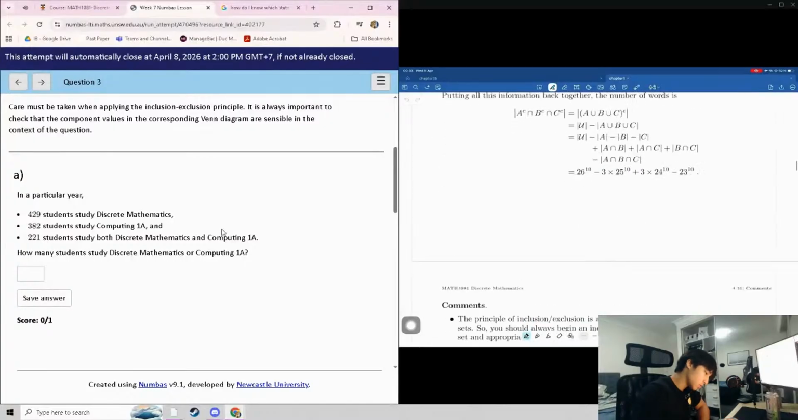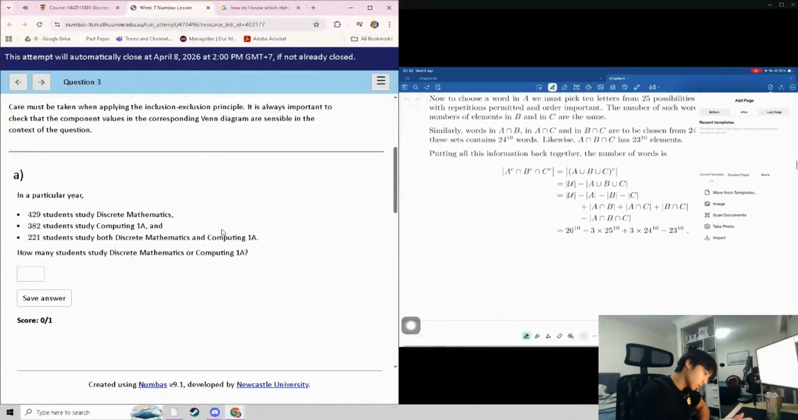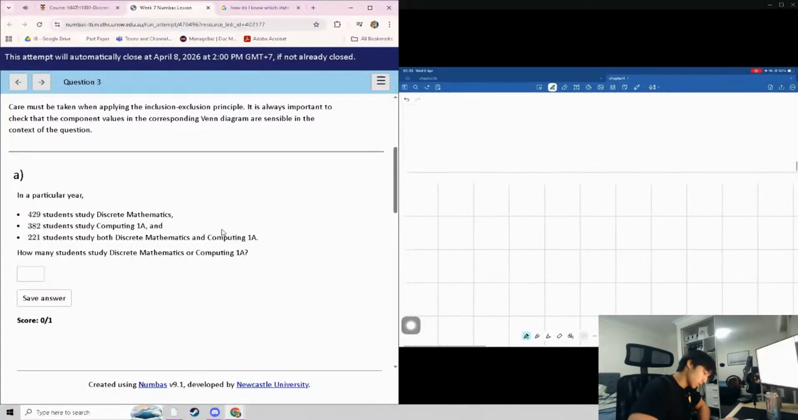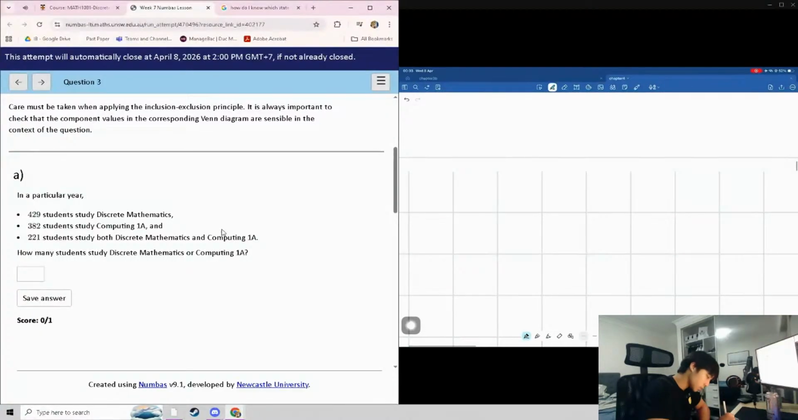Yes, this is a good place for inclusion-exclusion practice. So, inclusion-exclusion.